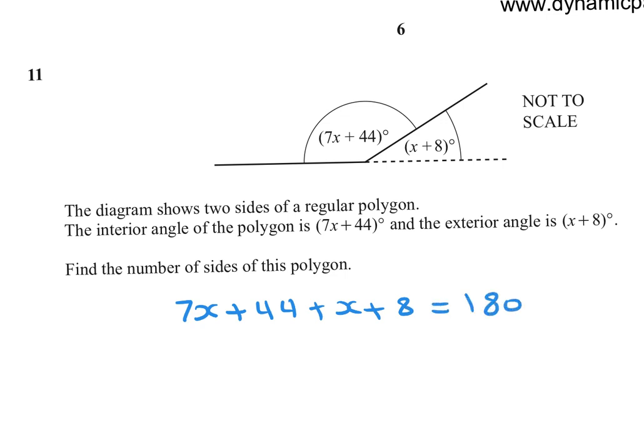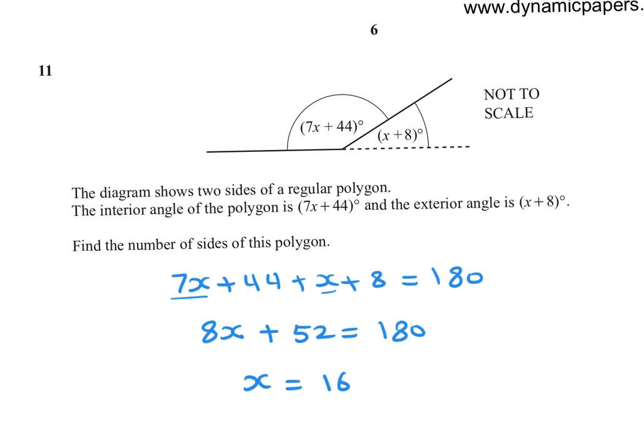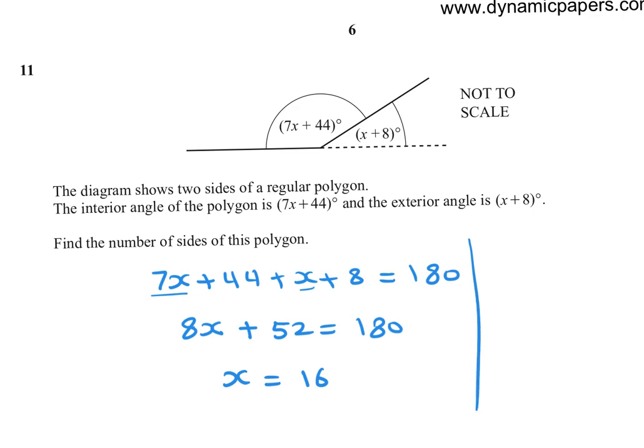Now solve for x. 7x plus 1x is 8x, 44 plus 8 is 52, equals 180. Now transpose 52 to the other side, then divide by 8. X equals 16. Now we can find the interior and the exterior angles. But which one of them is easier to use to find the number of sides, the exterior or the interior?